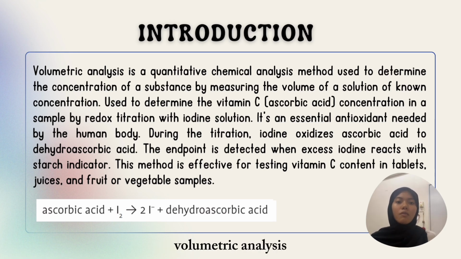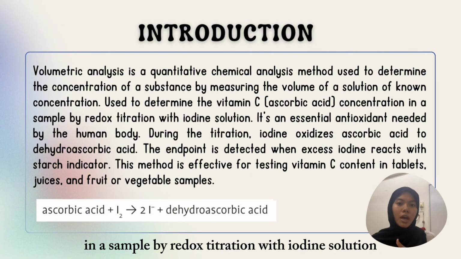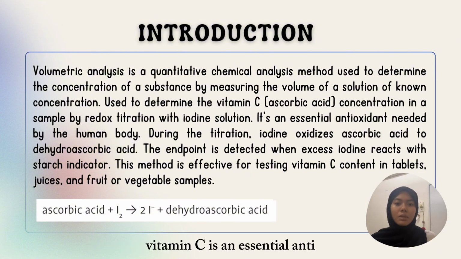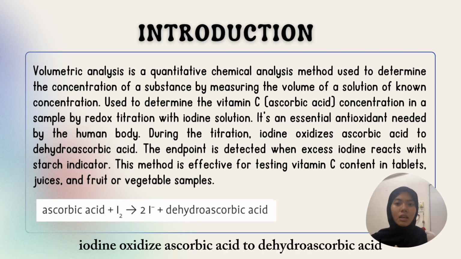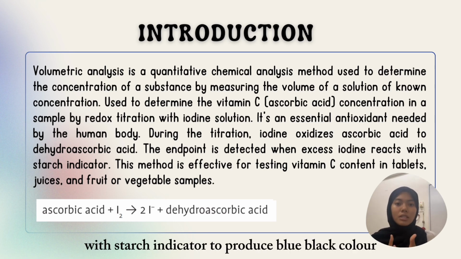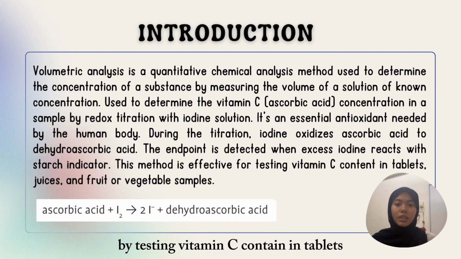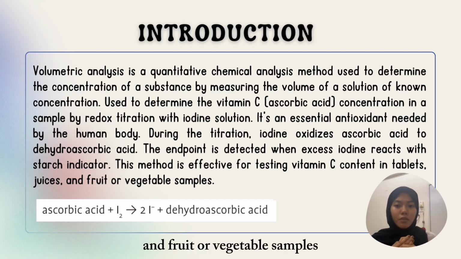In this experiment, volumetric analysis is used to determine the vitamin C concentration in a sample by redox titration with iodine solution. For your information, vitamin C is an essential antioxidant needed by the human body. During the titration, iodine oxidizes ascorbic acid to dihydroascorbic acid while being reduced to iodide, just like the chemical equation below. The endpoint is detected when excess iodine reacts with starch indicator to produce a blue-black color. So, this method is effective for testing vitamin C contained in tablets, juices, and fruit or vegetable samples.